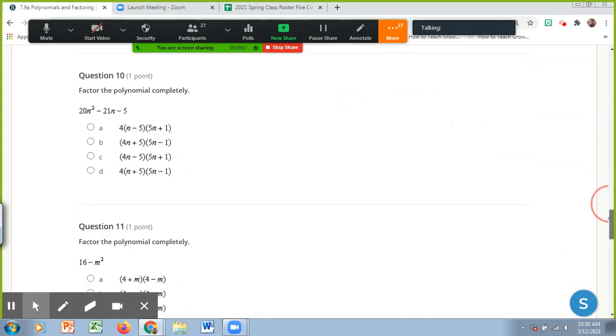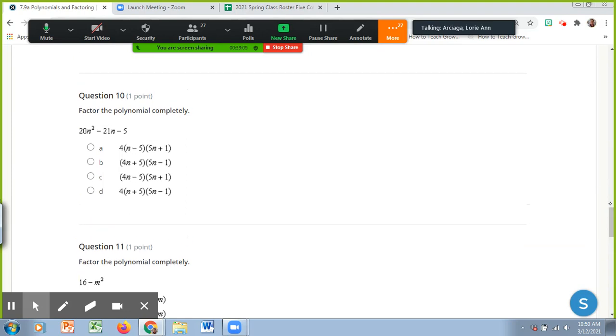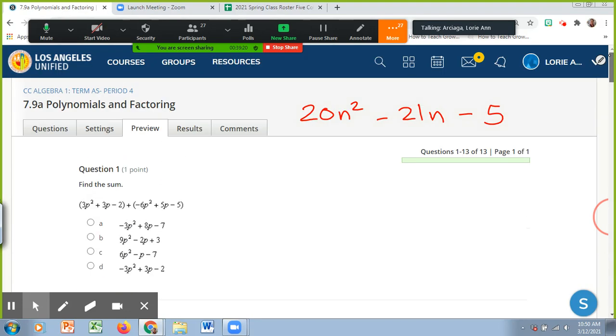Number 10, we're going to factor again. So 20n squared minus 21n. Okay, for those who just joined us right now, we're doing 7.9a, polynomials and factoring, okay?